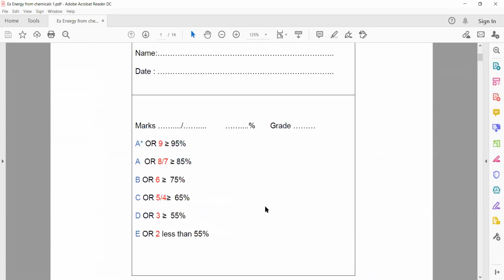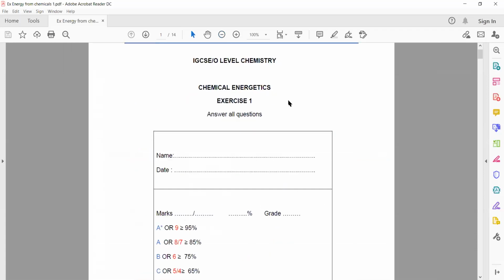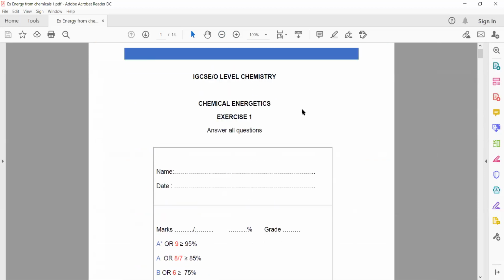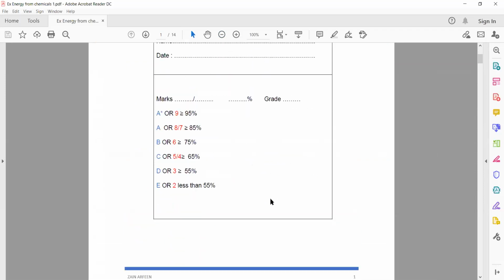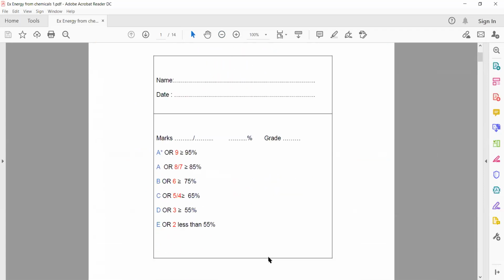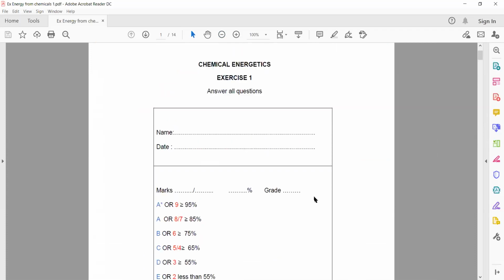I'm sharing the answer key also with the homework, so it does not mean that you don't have to submit. You have to submit even with the answer keys. You have to solve, check, and then submit, because I can check the quality of the answers when you submit the homework. Anyone else having a doubt in this exercise, chemical energetics?